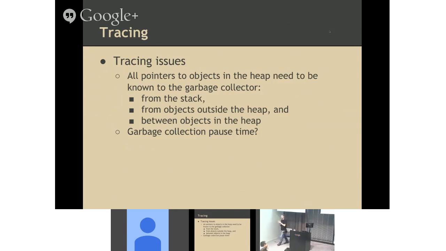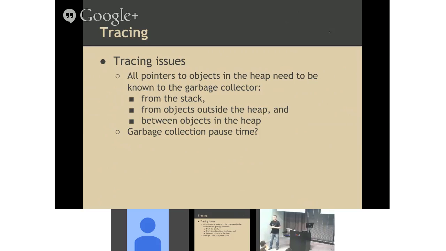Good. So what are some of the issues with tracing? Well, first of all, in order to even be able to implement tracing, you need to have some infrastructure in place, because you need to know about all of the pointers into your heap. So you need to know about pointers from the stack into the heap. You need to know about pointers from objects that are not on the heap into the heap, and you need to know about pointers between heap objects. And that infrastructure is not there normally in a C++ code base. You can't just find the pointers for any given object at runtime. So that's what we've had to do for Oilpan, implement that kind of infrastructure.